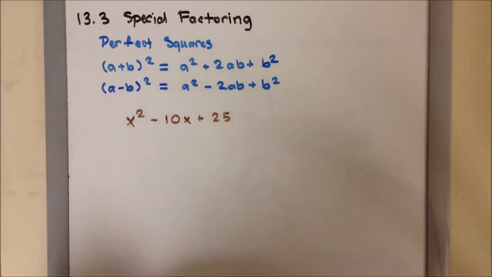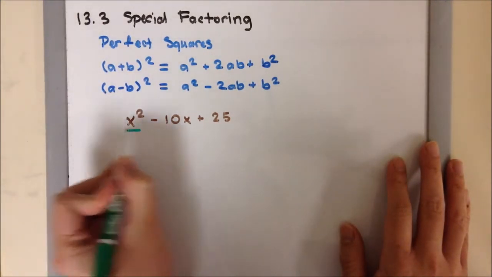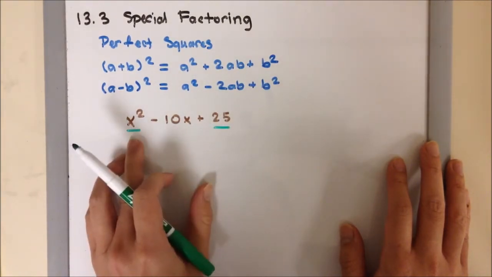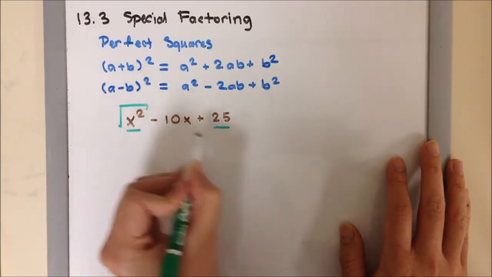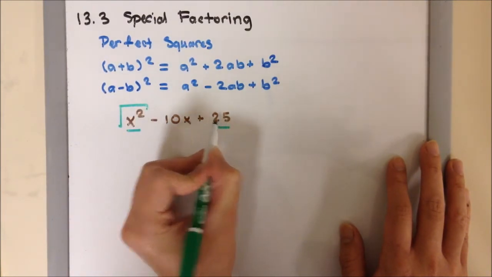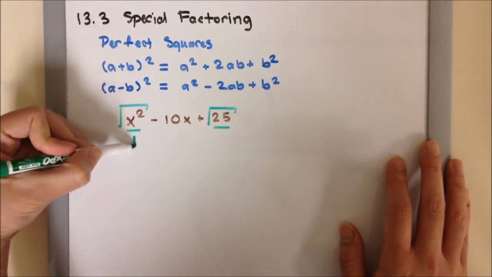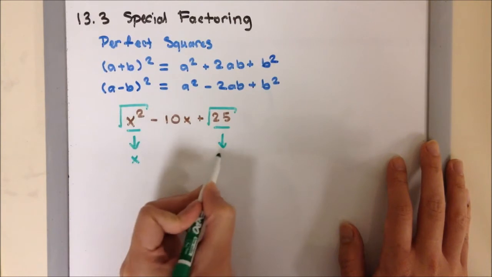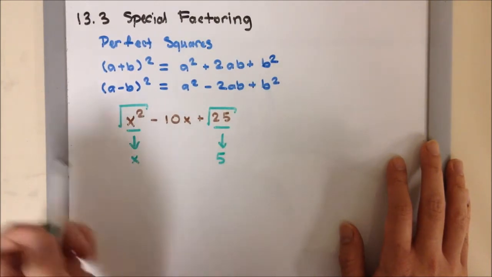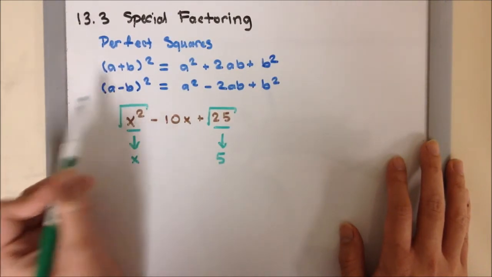When it comes to perfect squares, usually there's a pattern that you will notice, and one way to check it is by checking this term right here and this one right here. x squared is a perfect square, so I'm going to square root this. And 25 is also another perfect square, so I'm going to check that one too. The square root of x squared is simply x, and the square root of 25 is just 5. So basically my x is the a value and my 5 is the b value.